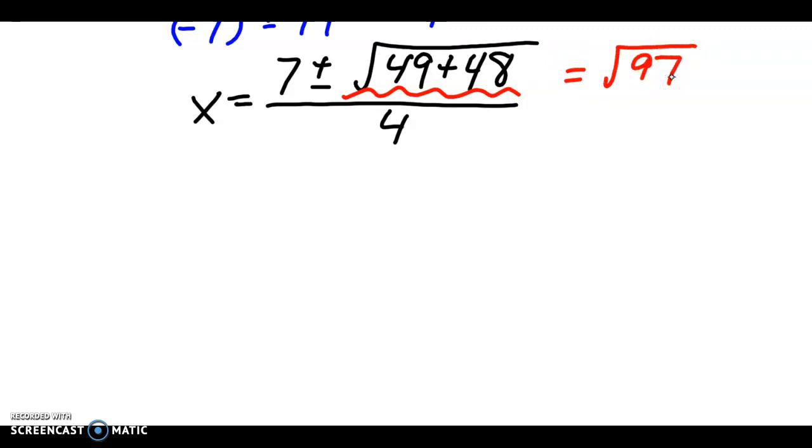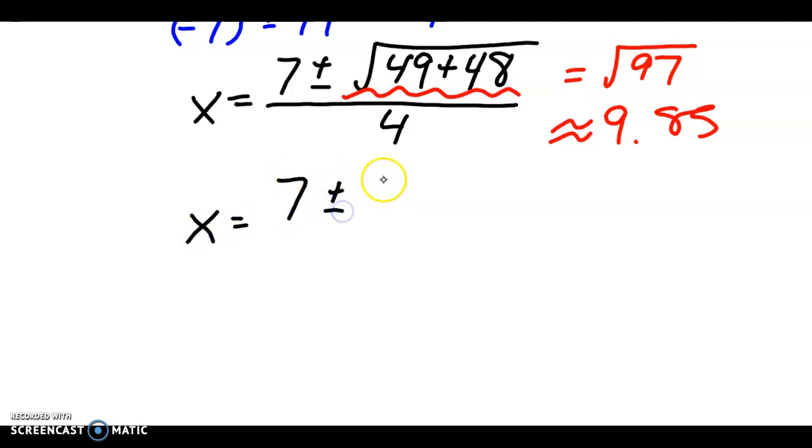So when we take the square root of 97, you are rounding to the nearest hundredth with all these decimal problems. Okay, so the square root of 97 is going to equal, when we round it, 9.85. All right, so where we're at with the formula, x is equal to 7 plus or minus 9.85 all over 4.